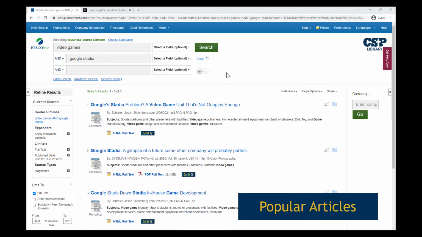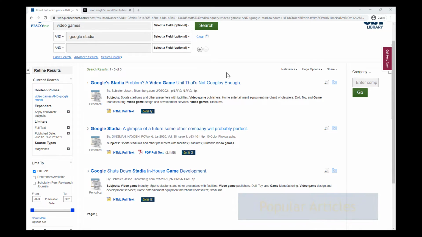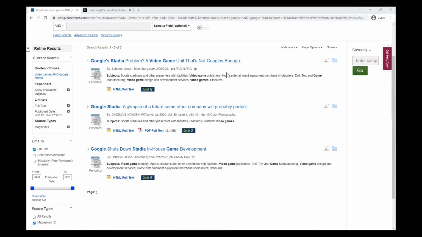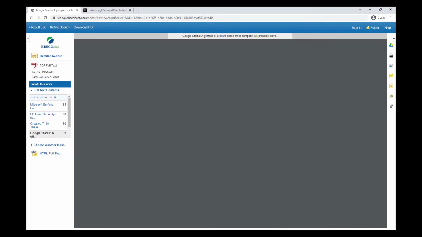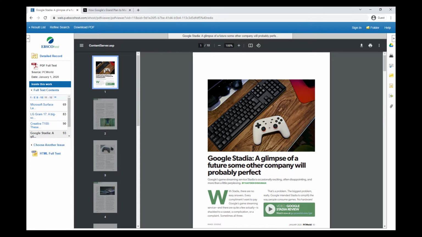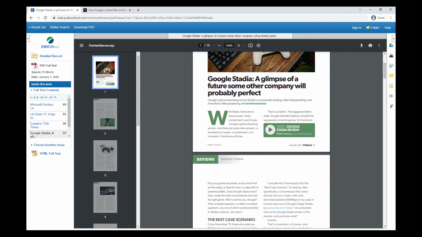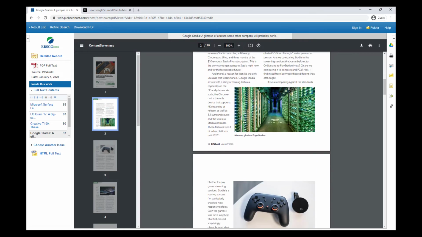The last type of article you'll find when searching in the library are popular articles. You're most likely pretty familiar with popular articles since they include magazines and newspapers meant for a general audience. So whereas academic articles are really only meant for other researchers, and trade articles focus on specific industries, popular articles cover a broad range of topics and are intended for just about anyone.